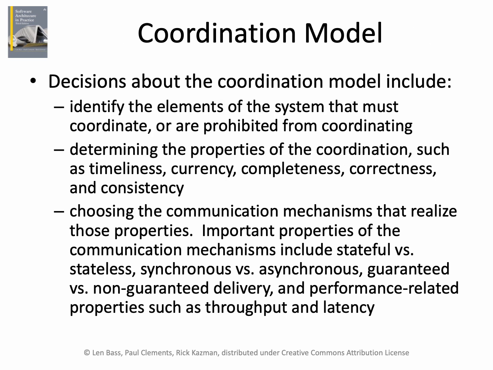The coordination model. The decisions about the coordination model include identifying the elements of the system that must coordinate or are prohibited from coordinating, determining the properties of the coordination such as timeliness, currency, completeness, correctness, and consistency, and choosing the communication mechanism that realizes those properties. Important properties of the communication mechanisms include stateful versus stateless, synchronous versus asynchronous, guaranteed versus non-guaranteed delivery, and performance-related properties such as throughput or latency.